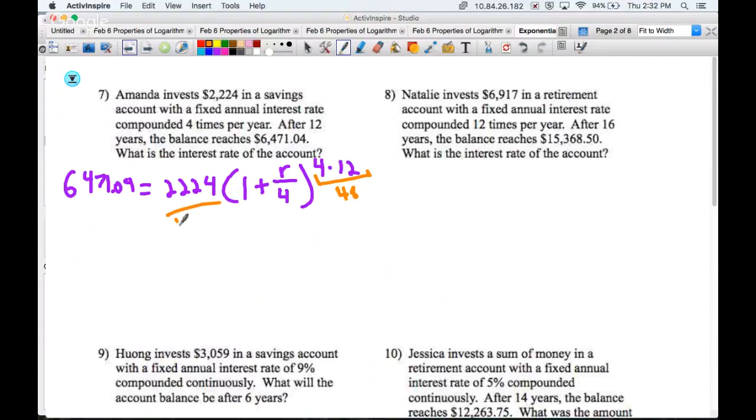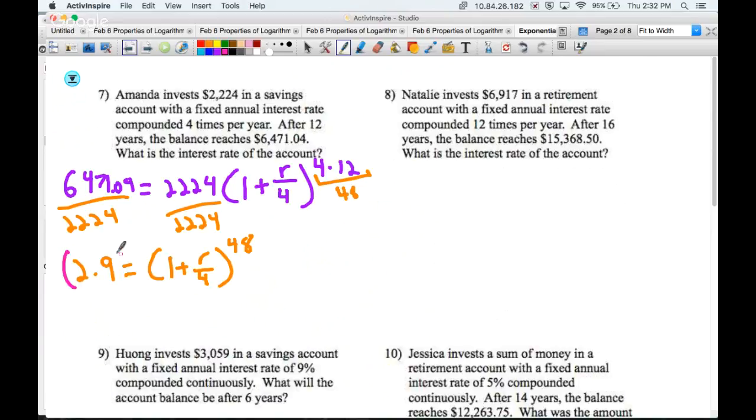And I'm going to divide both sides by that 2,224. All right, and I get a number over here that's about 2.9, but keep it in your calculator, equals 1 plus r over 4, all to the power of 48. How do I get rid of an exponent? Well, don't start thinking logarithms again. What we actually want to think is back to our unit of radicals. Let's raise both sides to the power of 1 over 48. We're effectively taking the 48th root of both sides.